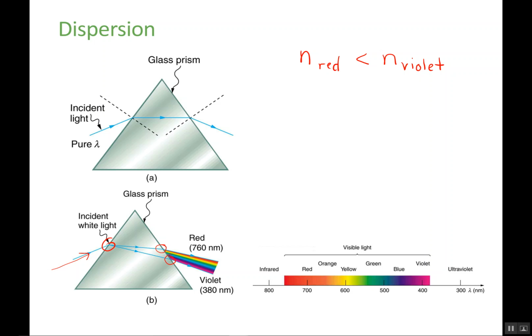So this concludes the first part of this three-part lesson on ray optics, or geometric optics. In the next lesson, we'll talk about image formation using lenses.